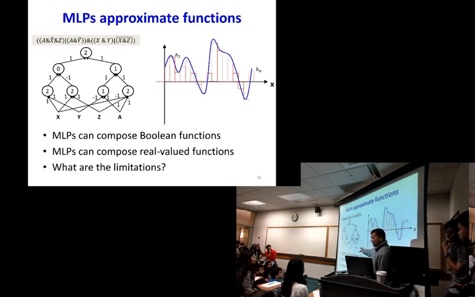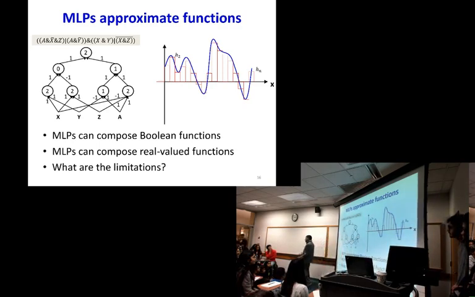So, I can pretty much compose any Boolean function with networks of these units. We saw that in the last class, correct? I can also compute any function of a scalar variable with networks of this kind. The network just gets incredibly large, but I can do it.